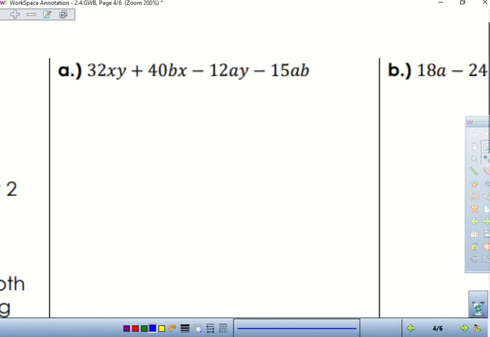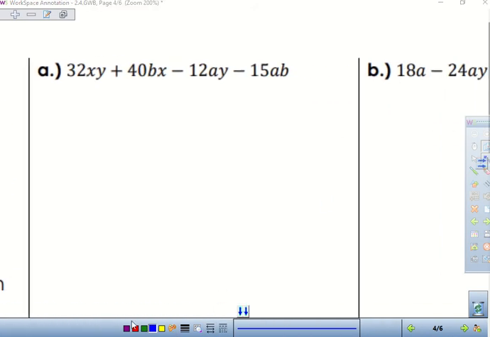Now we're going to talk about factor by grouping. This is kind of a spin on the GCF process. So here's how you factor by grouping. You're going to put an imaginary line down the middle. I usually use a dashed line to indicate that it's not really there. And you split it down the middle, and you're going to factor a GCF out on the left and on the right.